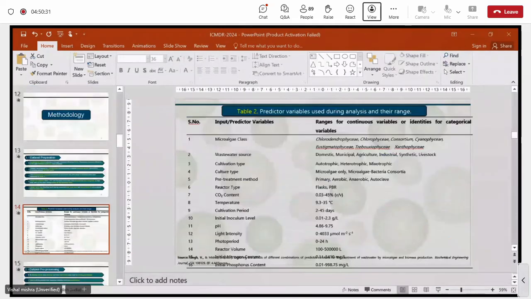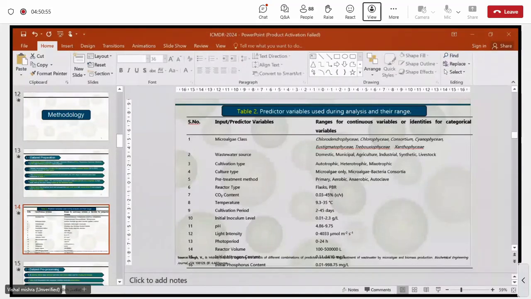So we selected the predictor variables, that is, the variables influencing the total data. This we have taken from a journal, and we have tried to cite the source. Somewhat out of the font it has gone, but we have tried to cite it. Now the macroalgae classes are shown here. Then wastewater sources: domestic, municipal, agriculture, industrial, synthetic, and livestock.